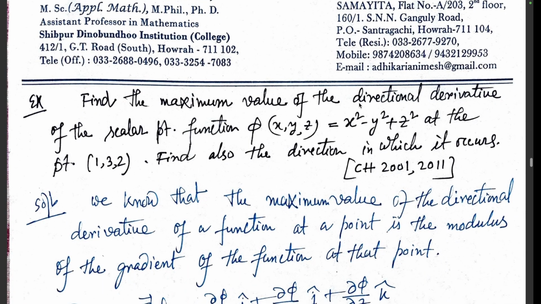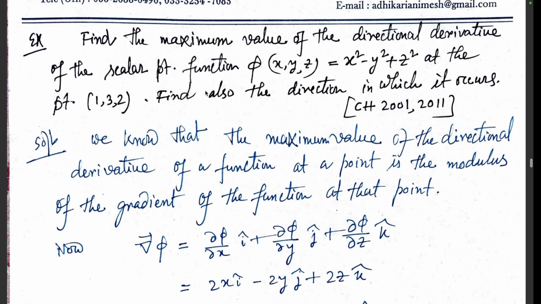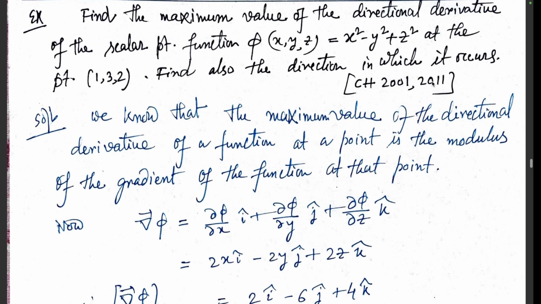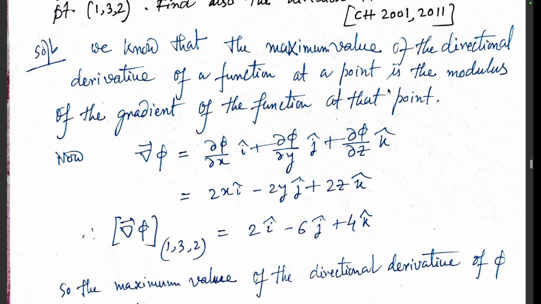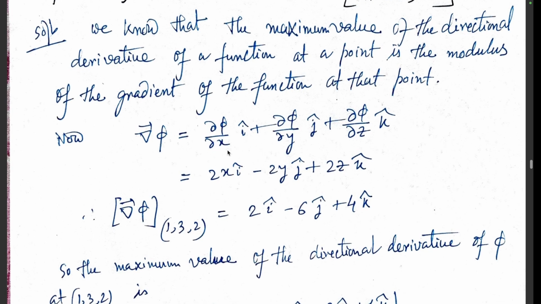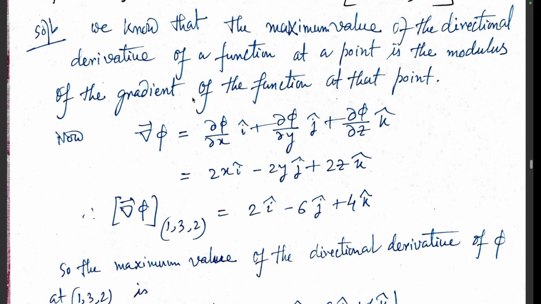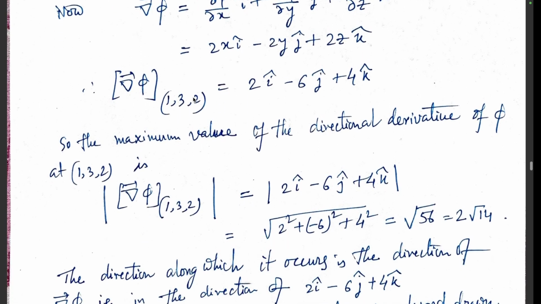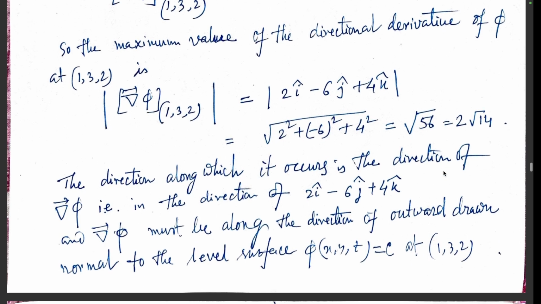Find the maximum value of the directional derivative of the scalar point function phi at the point (1, 2, 3). Find also the direction in which it occurs. Calcutta University Honors 2001 and 2011. Here grad phi is this, grad phi at the point (1, 2, 3). The maximum value of the directional derivative of a function at a point is the modulus of the gradient of the function at that point. So the maximum value is the modulus of grad phi at this point, which is 2 root 14.